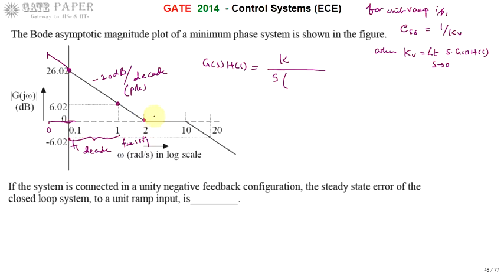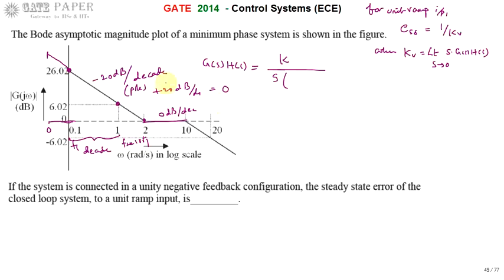Whenever omega is equal to 2, the slope changes to 0 decibels per decade. 0 decibels per decade means the slope has changed. So this minus 20 decibels per decade is added with plus 20 decibels per decade during this 2 to 10. During this 2 to 10, plus 20 decibels per decade is added to minus 20 decibels per decade. So the effective value is going to be 0 decibels.